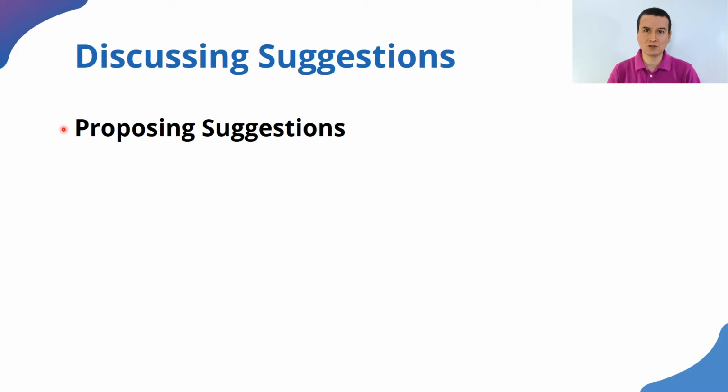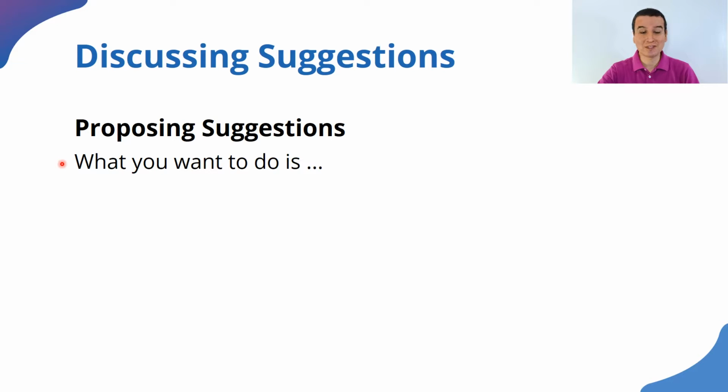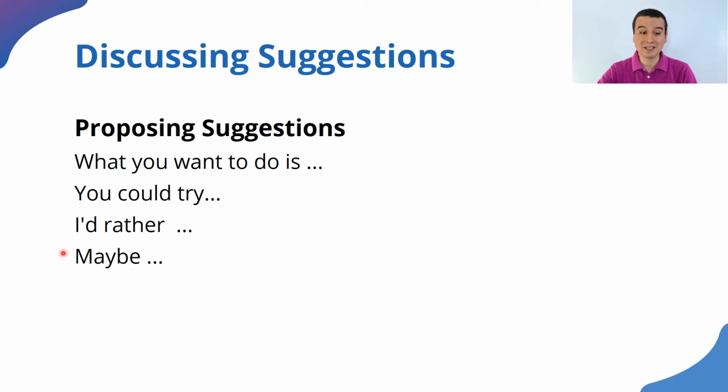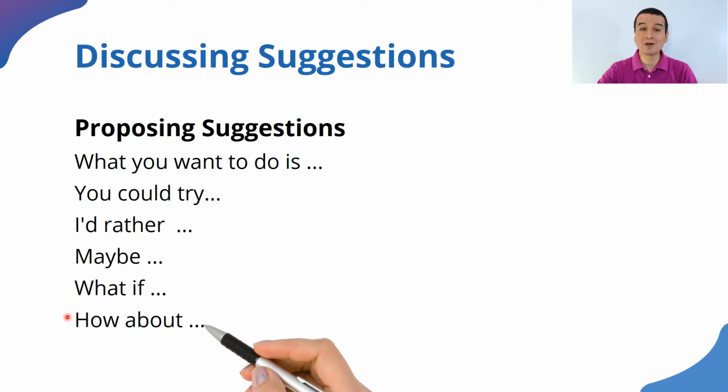Instead of just saying, do this, let's do this, we could say, what you want to do is, you're proposing something. What you want to do is this. Or you could say, I'd rather do this. Or maybe we can do this. Or what if we do this? Or how about we do this? Or how about doing this?